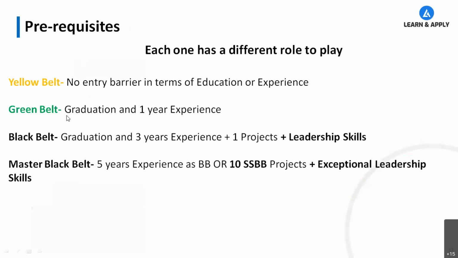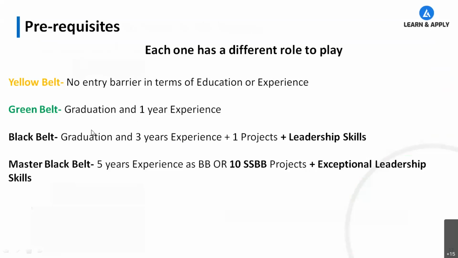Second is the green belt. For the green belt, graduation is required, and 1 year of experience is preferable, because in a green belt we are dealing with multiple problems and multiple solutions. So it is better to have graduation and 1 year of experience.